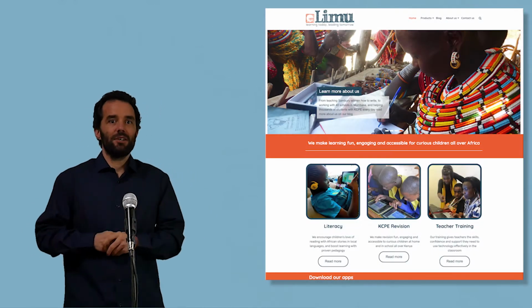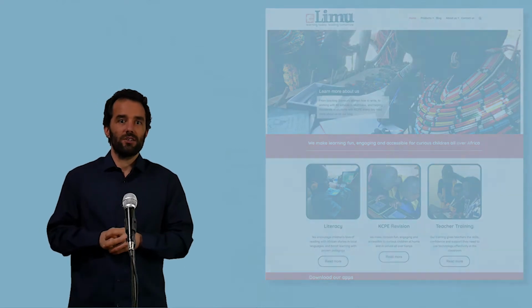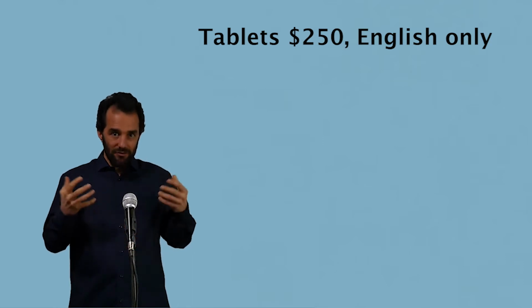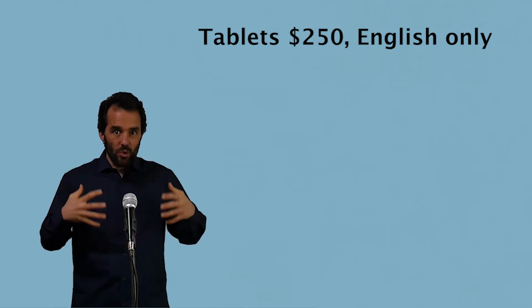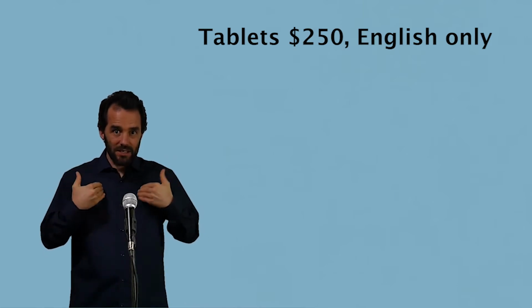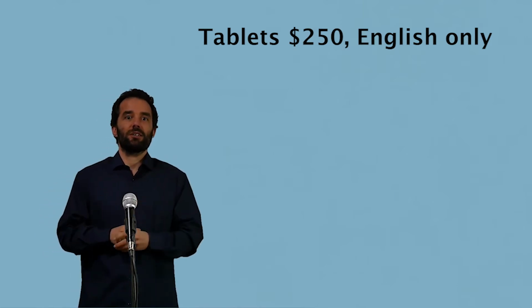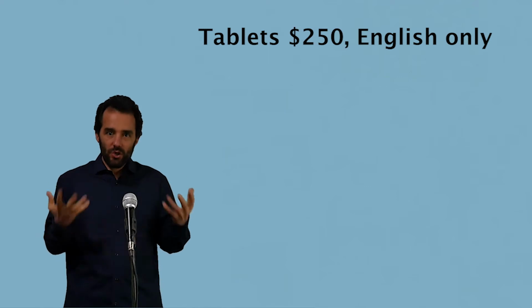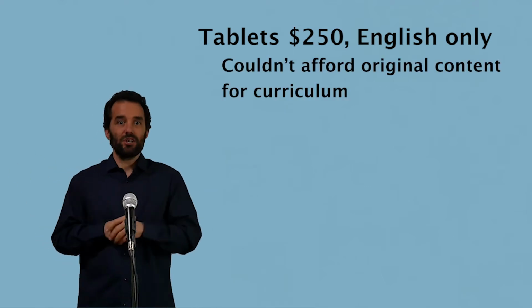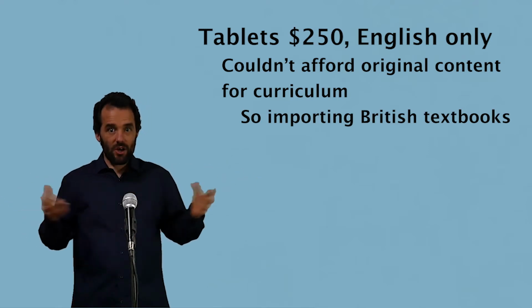Elimu in neighbouring Kenya offers tablets for $250 each. They only support English, and they really wanted to create all content locally, because that way the content is immediately relevant to the students they're teaching. But they couldn't make their numbers add up, and they've resorted to digitising British textbooks in order to cover the whole curriculum.